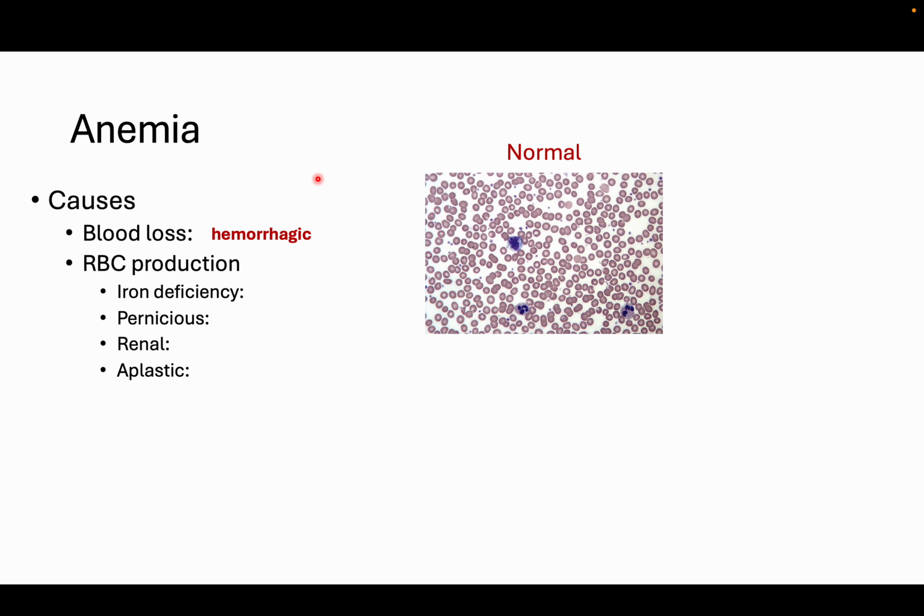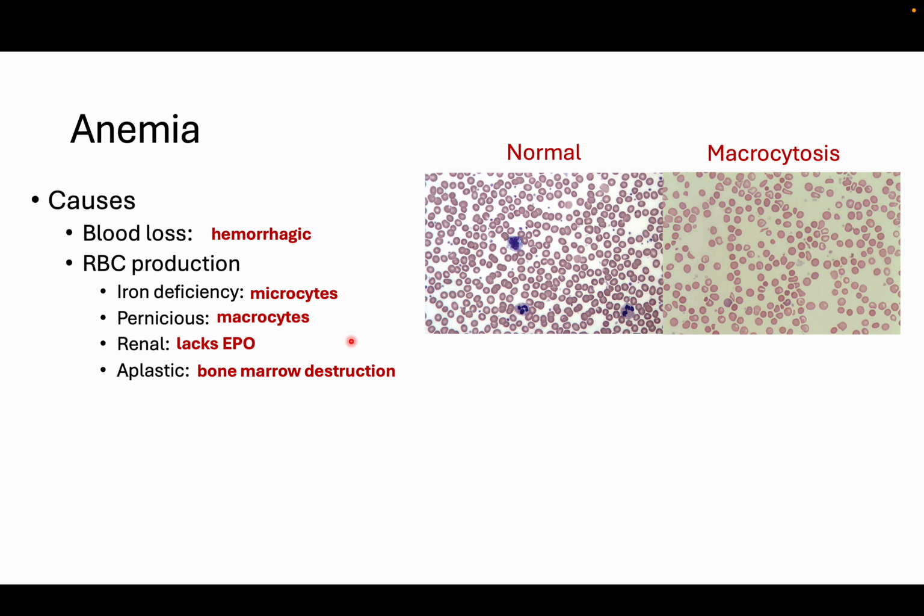This is going to produce smaller than normal red blood cells, which are known as microcytes. Pernicious anemia is a form when you are low in vitamin B12. Those are going to produce macrocytes. Renal, if for some reason you have kidney damage or your kidneys are not functioning properly, they can't produce EPO, and so you have less EPO production. And aplastic, so this is going to be bone marrow destruction.